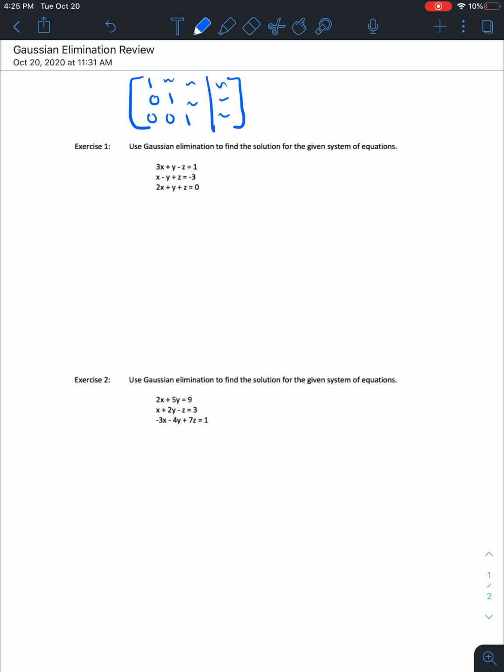So first we need to set up our system in a matrix. I'm going to go ahead and put this second equation on the top row because it's already a 1x, which means I would already have this 1 up here like I need. So I'm going to use that equation first. So I have 1, -1, 1, and -3. Then we can do this one second up here: 3, 1, -1, 1. And then that last equation is 2, 1, 1, and 0.